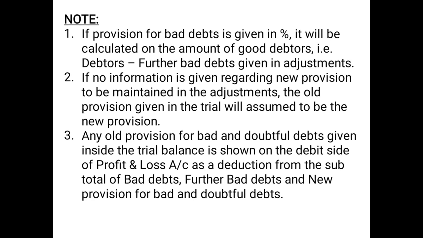The third point, any old provision for bad and doubtful debts given inside the trial balance is shown on the debit side of the profit and loss account as a deduction from the subtotal of bad debts, further bad debts, and new provision for bad and doubtful debts. This we have already discussed.